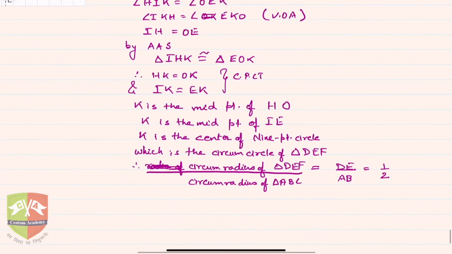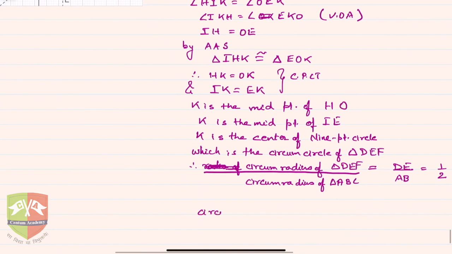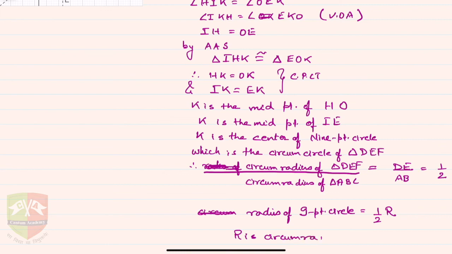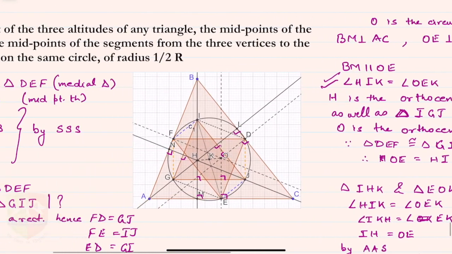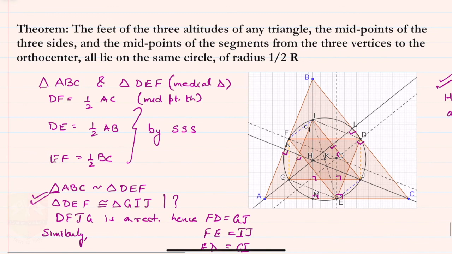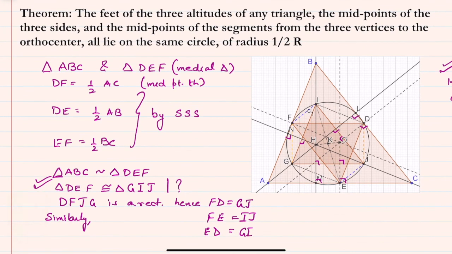So hence we can conclude that the radius of the 9-point circle is equal to 1/2 times r, where r is the circumradius of triangle ABC. Okay, hence proved. So I hope you understood the theorem. So I would suggest you just go through it once again. You will get the entire method of this proof.